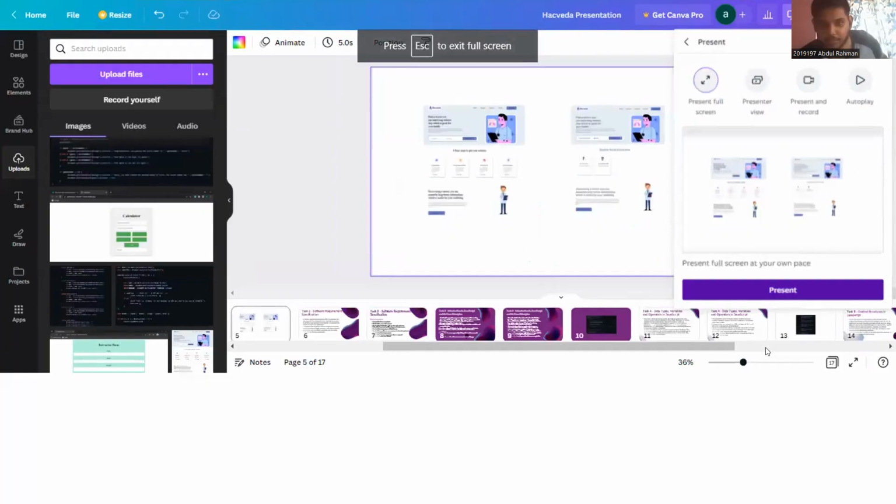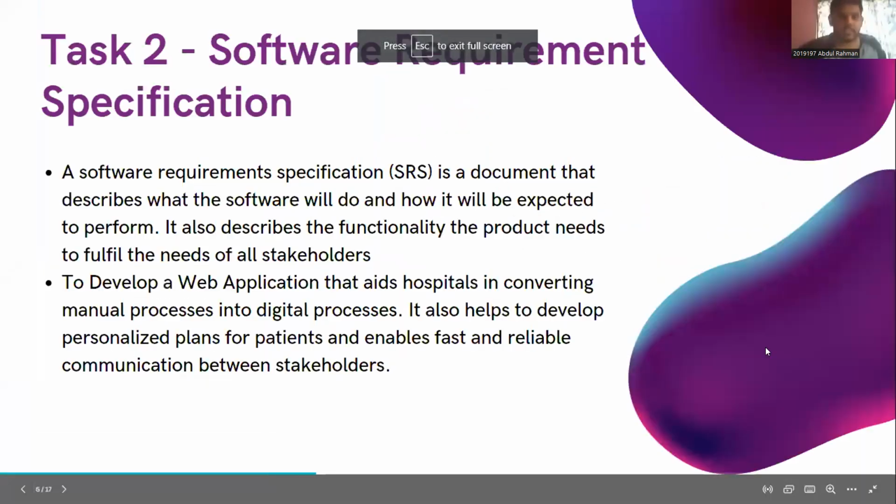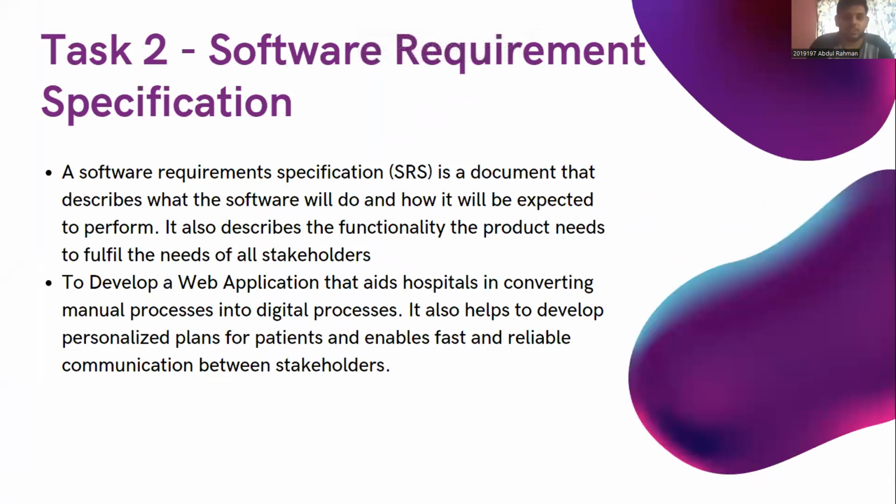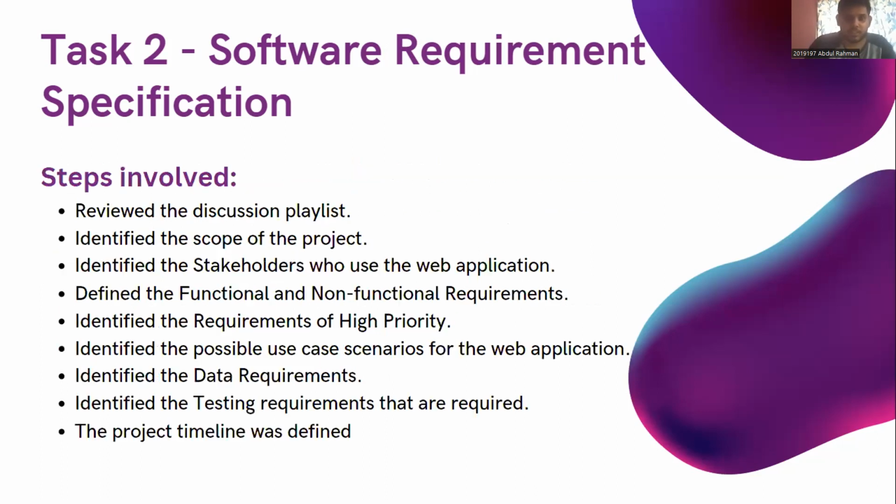And so this is my first task, and my second task is about software requirement specification. SRS, software requirement specification, is a document which describes the software, how we should do it and what it is expected to perform. It also describes the functionality the product needs, to develop a web application that aids hospitals in converting manual processes to digital processes. And this will help to develop personalized plans for patients and enable fast and reliable conditions.